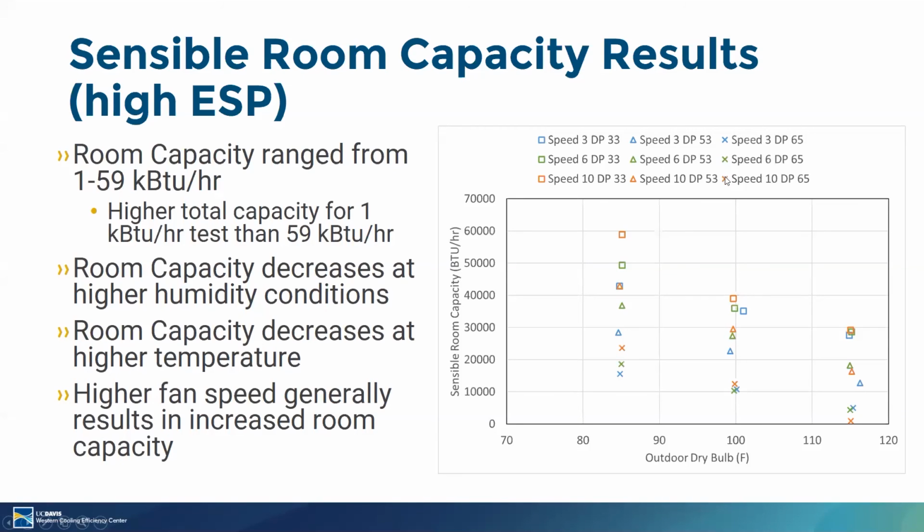These different shapes represent increasing dew point. For lower dew points, you can achieve more capacity. Probably the triangles are more representative of what you would expect in Northern California on average. And you can see as we increase speed, we are generally able to get a little more capacity as well.